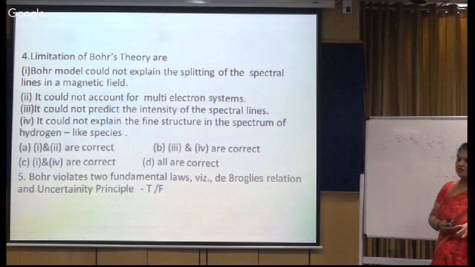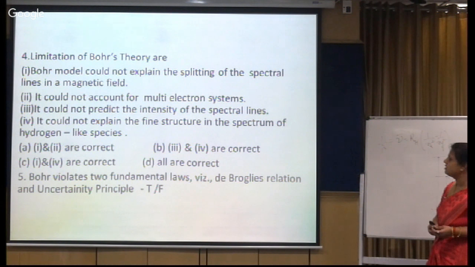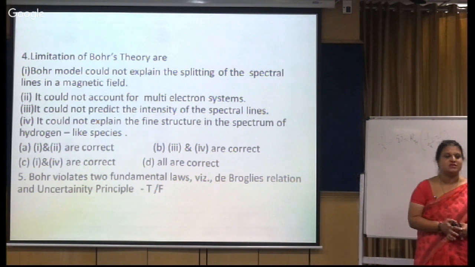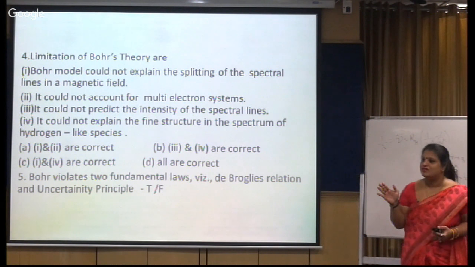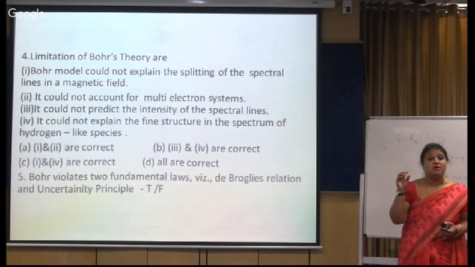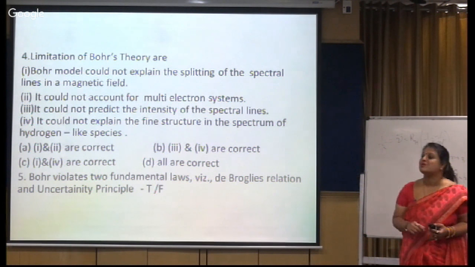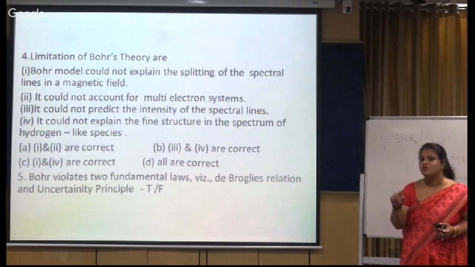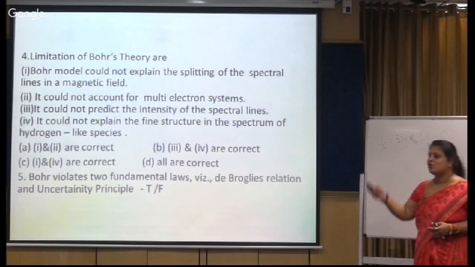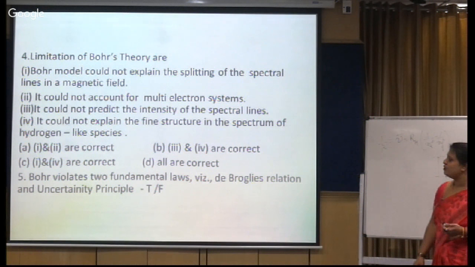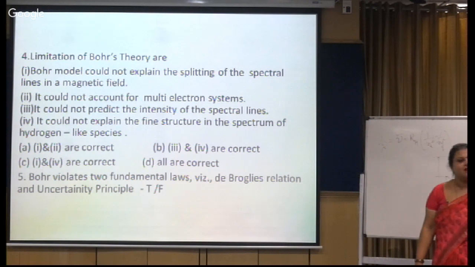First is correct because Zeeman and Stark effects were not explained by Bohr's model. Multi-electron system, it is not applicable. It is only applicable for single electron species. Then again, the intensity of the spectral line, Bohr's model was silent about it. And the fine spectra, as we discussed last time also, when these lines were seen under high resolution spectrophotometer, the lines were actually seen to be a group of closely spaced lines, and this explanation was not given by Bohr but was given by Sommerfeld. And so all these four are the limitations of Bohr's model, and hence option number D is the correct option.